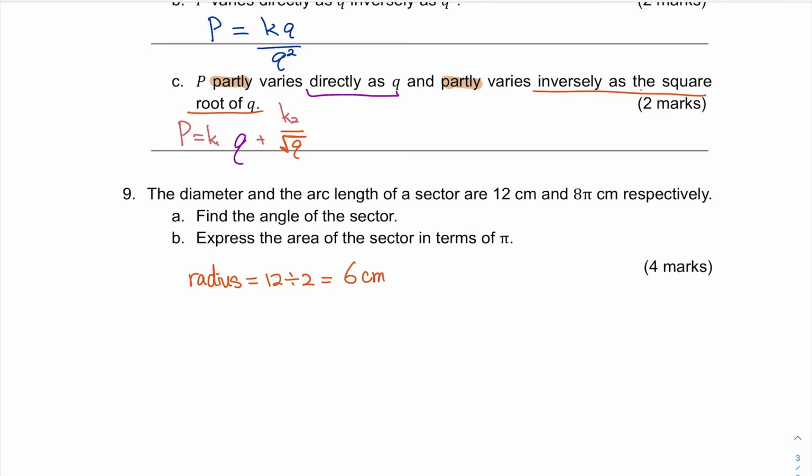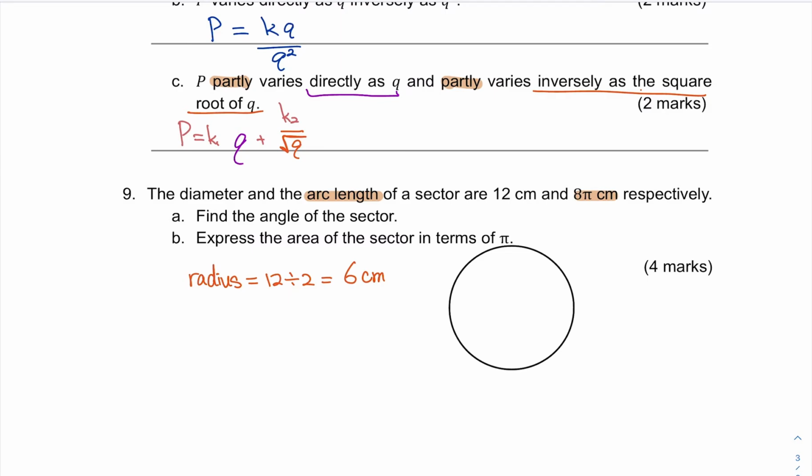So now you have the radius 6 and you also have the arc length, which is 8 pi. What is arc? What is length? What is sector? What is a circle, first of all? This thing is a circle. Good. So what do you know about the circle?